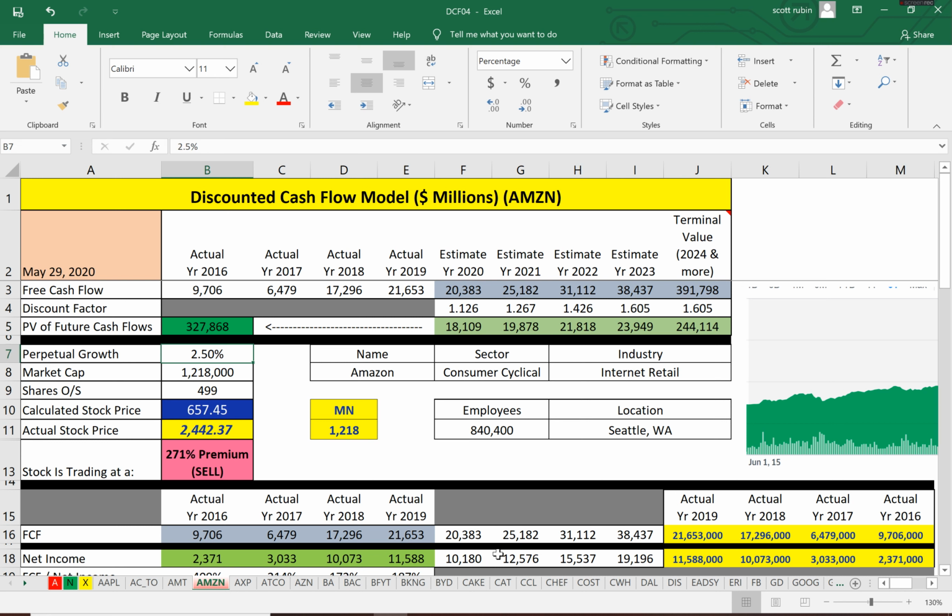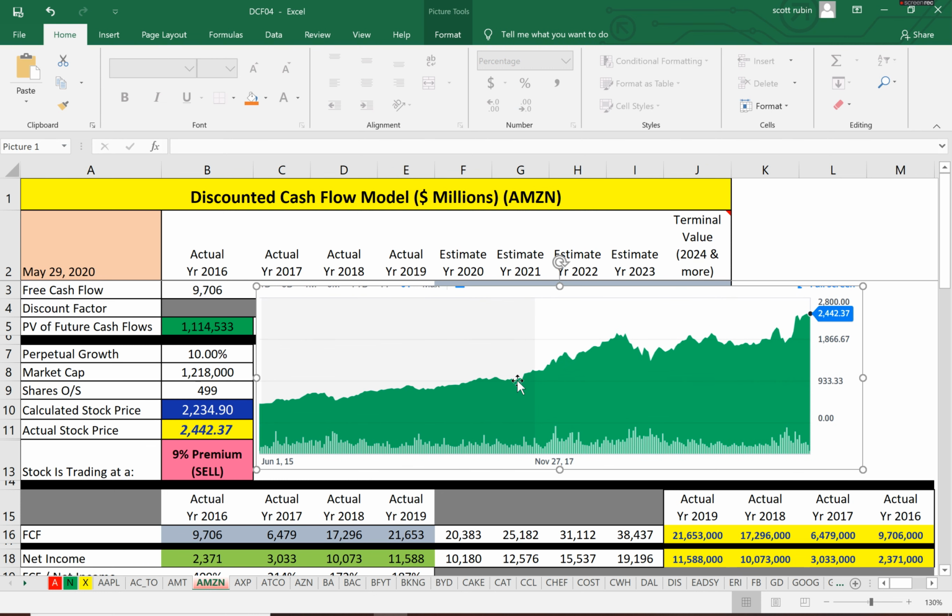I'm going to increase the growth rate because it is Amazon, to 10%, which is kind of high, but I think that's appropriate because it's such a giant. That makes it a little more in line with the actual stock price. So it is trading at a premium, only 9%.